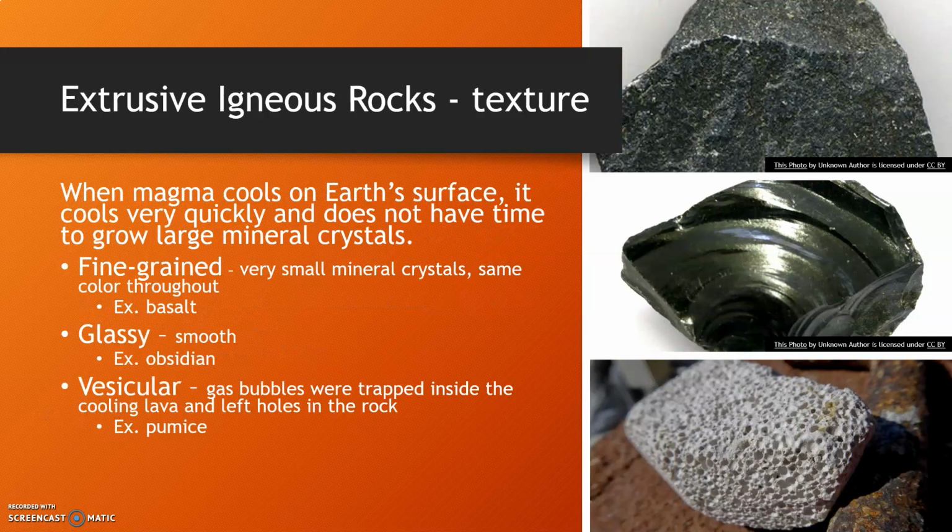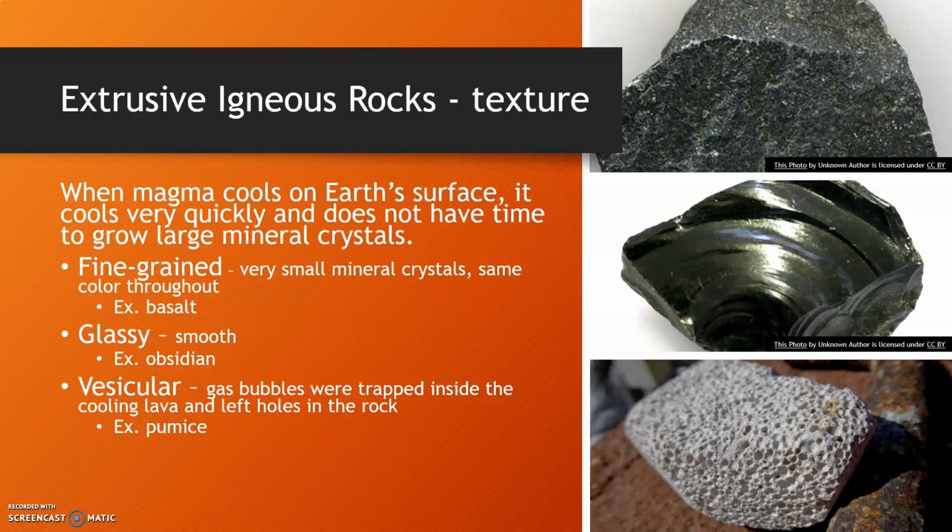Extrusive igneous rocks happen when lava cools on Earth's surface, and it cools very quickly and does not have time to grow large mineral crystals. And there are three ways to describe the texture of extrusive igneous rocks. First, fine-grained texture means the mineral crystals are very small, sort of the same color throughout, very uniform looking in color, like this basalt.